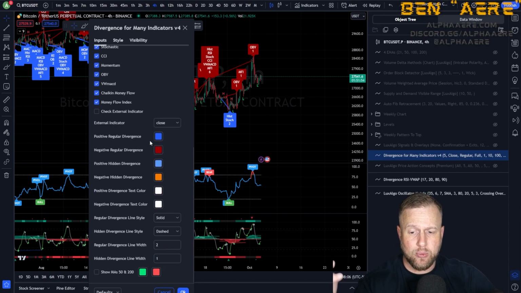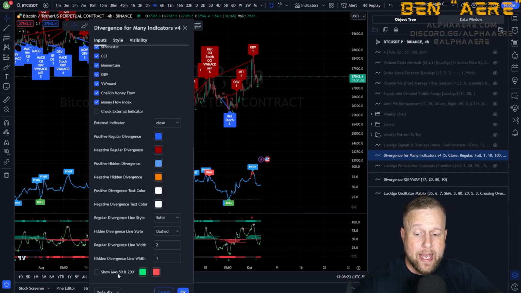Now, the second thing I did was change the colors around. I am colorblind, so the default colors were a little hard for me to see. I wanted it to be more on the red side for the negative divergences and more on the blue side for the positive divergences. They're easy to see for my eyes. And then the text colors, I made both white.